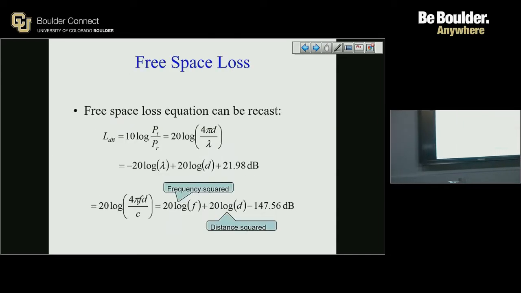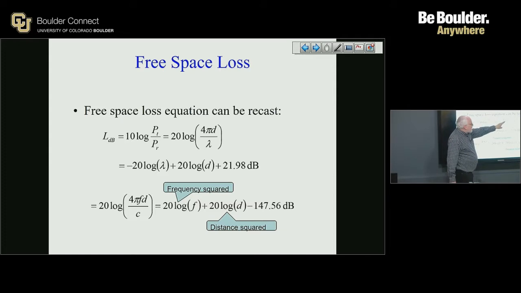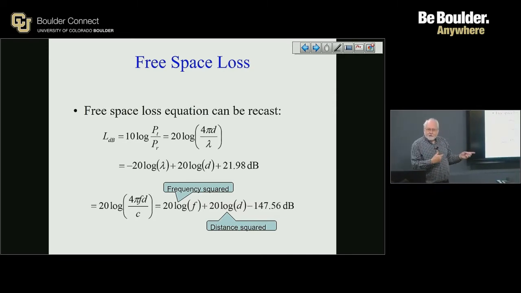So if we redo this equation, this is path loss, 10 log the ratio of transmit to receive power. Because there was a squared term here, if we take the log of that, that's 20 log of this quantity. So that's 20 minus 20 log the wavelength plus 20 log the distance plus 20 dB roughly. And so the path loss equation is a function of the frequency squared and the distance squared. That's the important thing to note: as you go up in frequency, the path loss increases. As you go out in distance, the path loss increases.